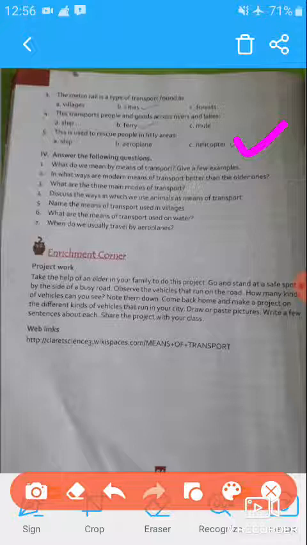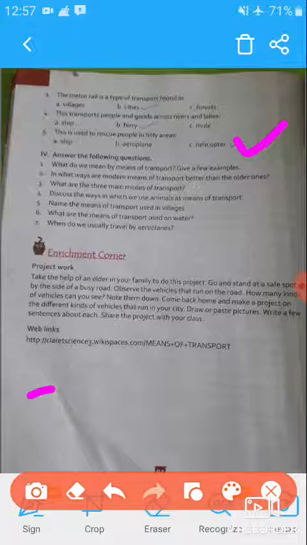as means of transport. So students, in the answer of this question, you will write animals are important means of transport. Tongas are small horse drawn carts, and bullock carts are drawn by oxen.